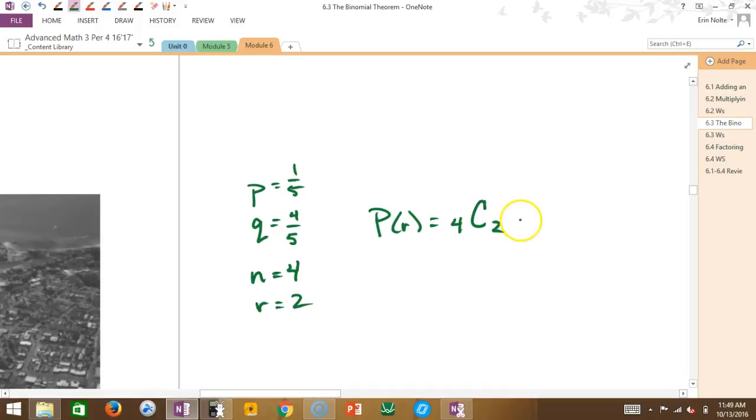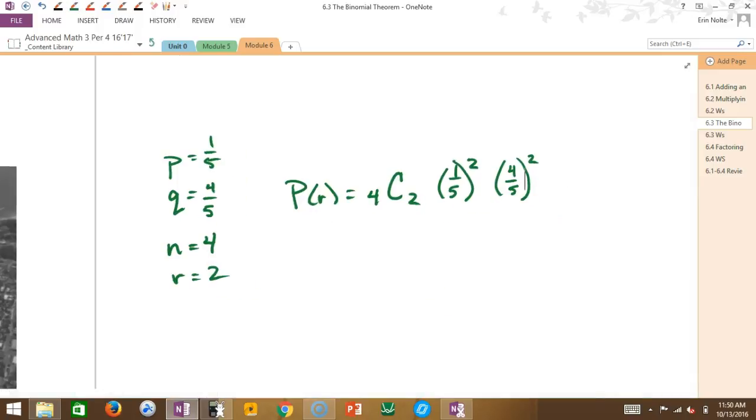Then I'm going to multiply that by P to the, what does the formula say? P to the what? R. So my P is 1/5 to the R, which is 2. Then I do times Q. What's my Q? 4/5 to the N minus R. Can everybody go straight to the 2? Everybody's good with that? Okay, now how do I type this in?